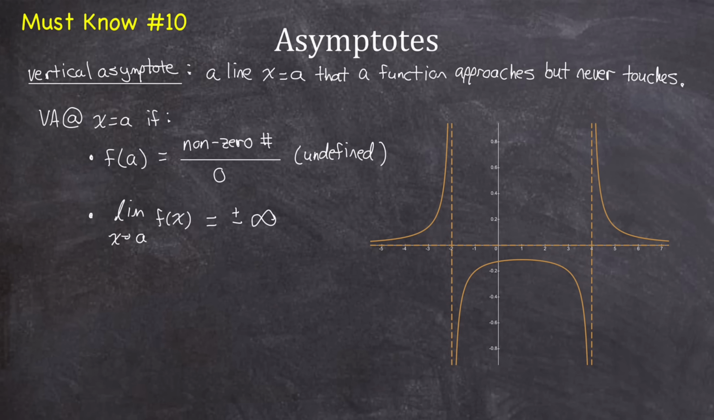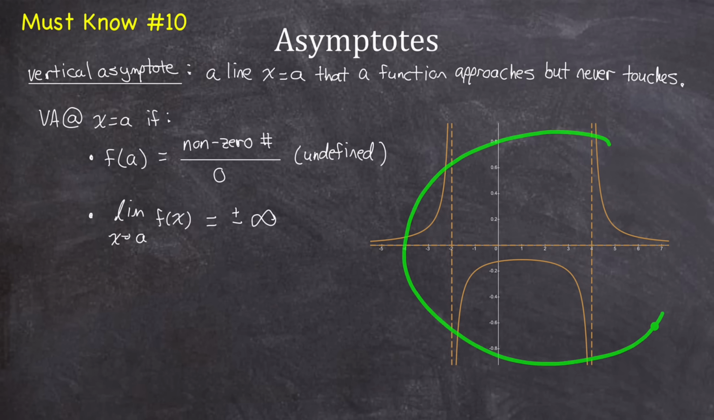And we can see from the graph, as the function approaches negative 2 from the left, it goes up to infinity, but as it approaches negative 2 from the right, it goes down to negative infinity. And that's always going to be a function's behavior as it approaches a vertical asymptote. It's always either going to go up to infinity or down to negative infinity.